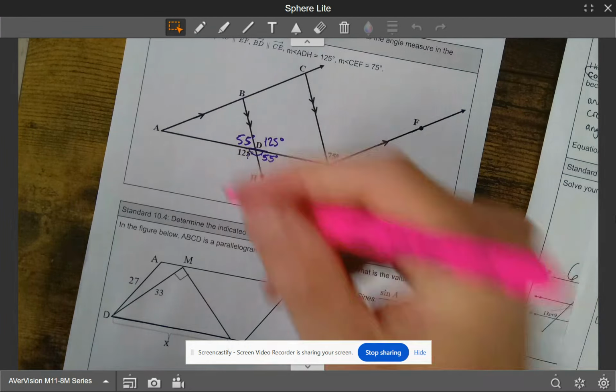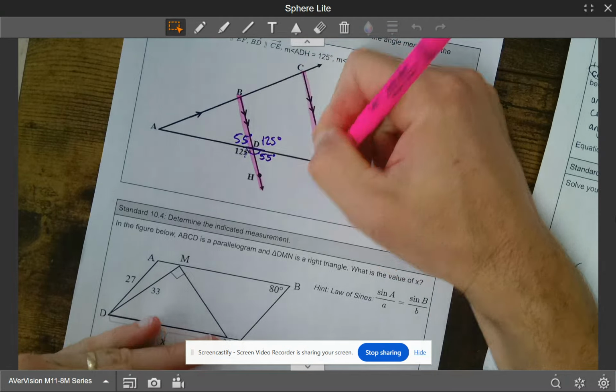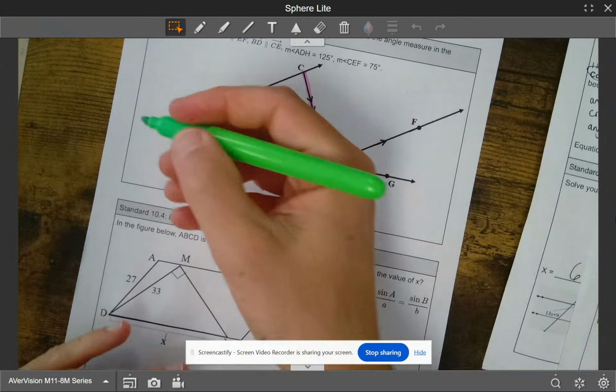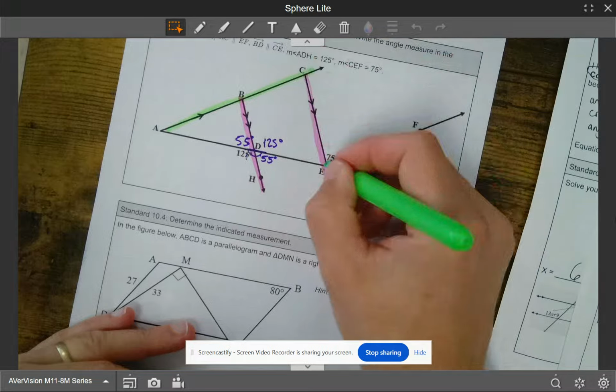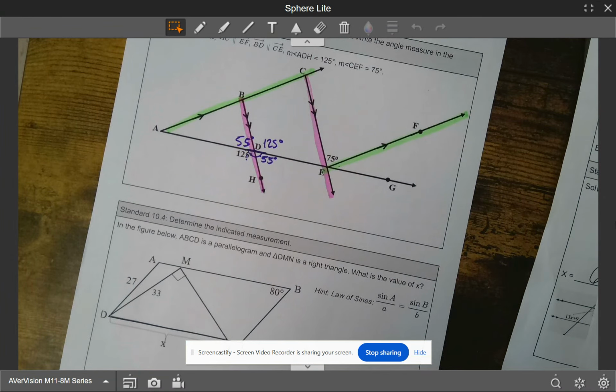The key here is to identify that these lines are parallel. Those lines are parallel, and these lines are parallel. It is key to identify the parallel lines, because what does that help us do? It helps us recognize where we have corresponding angles that we can translate onto each other.